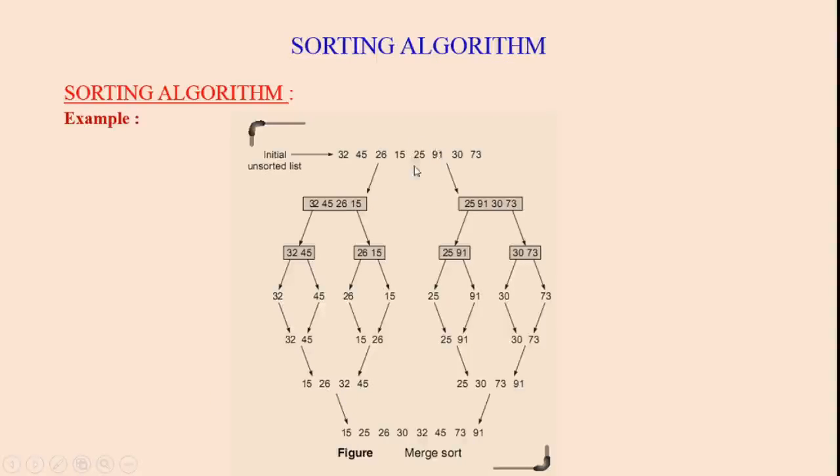Then the elements 25 and 91 are compared and merged to form the array 25, 91. Then the elements 30 and 73 are compared and merged to form the array 30, 73. Then the next subarrays 25, 91 and 30, 73 are compared and merged to form the array 25, 30, 73, 91. So finally, the sorted and merged subarrays in the above step are merged to form the array 15, 25, 26, 30, 32, 45, 73, 91.